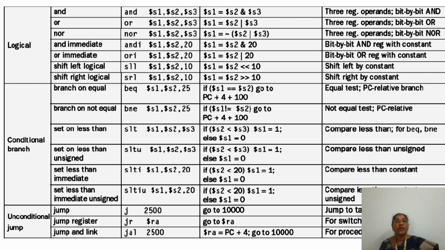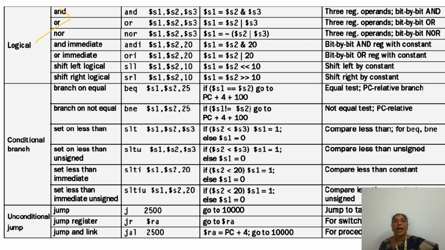Similarly, the next category of instruction is the logical instruction. Logical instruction in the sense we are going to do bitwise manipulation. We already know about the gates, AND gates, OR gates, NOR gates. We'll be using the truth table for those gates. So similarly here, AND, OR, NOR, AND immediate, OR immediate. These are the various logical operations you are going to specify.